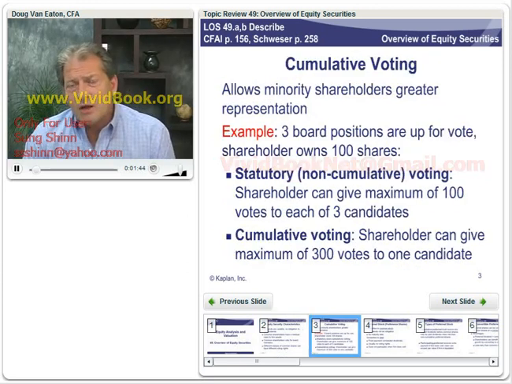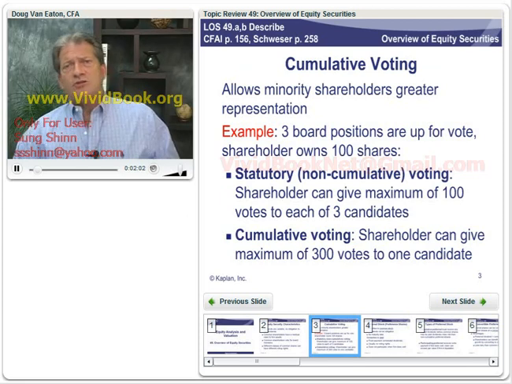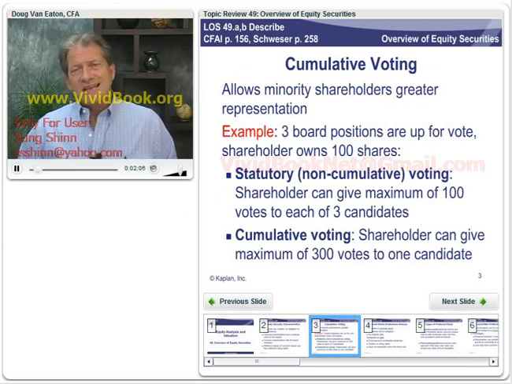Now, there's a couple kinds of voting for the board of directors. There's statutory voting and there's cumulative voting. There's an important difference in the outcome. Let me try and explain that to you. Assume there's 3 board positions that are up for vote, and a shareholder owns 100 shares. Well, under statutory voting, there'd be 3 elections, and that shareholder would have 100 shares to vote in each election.